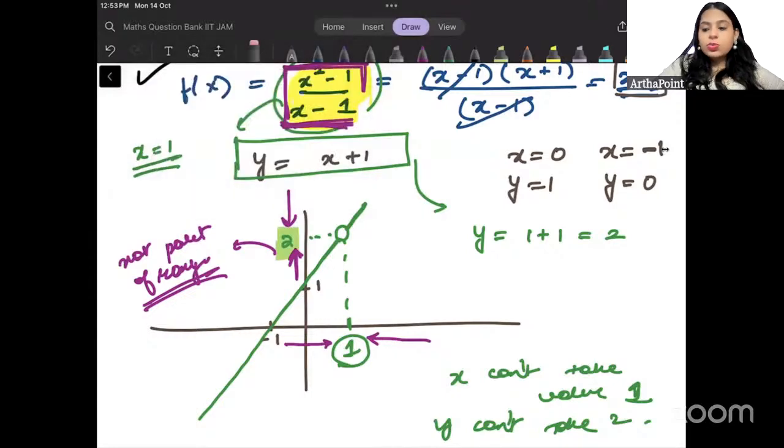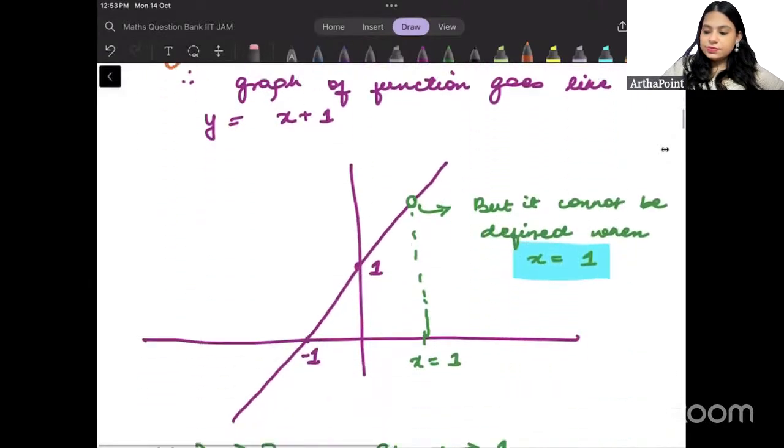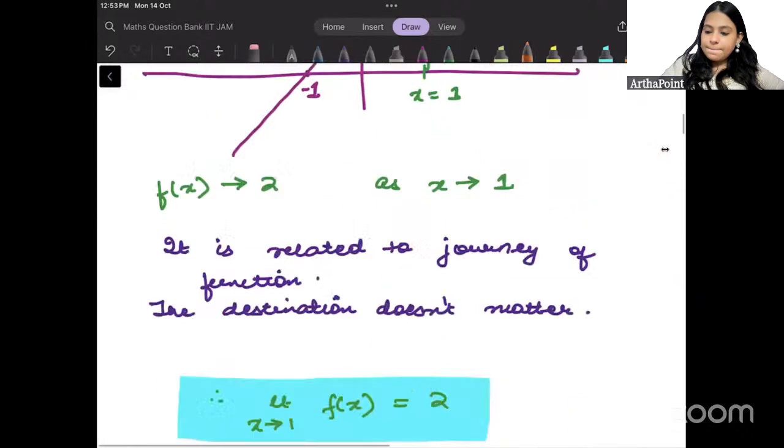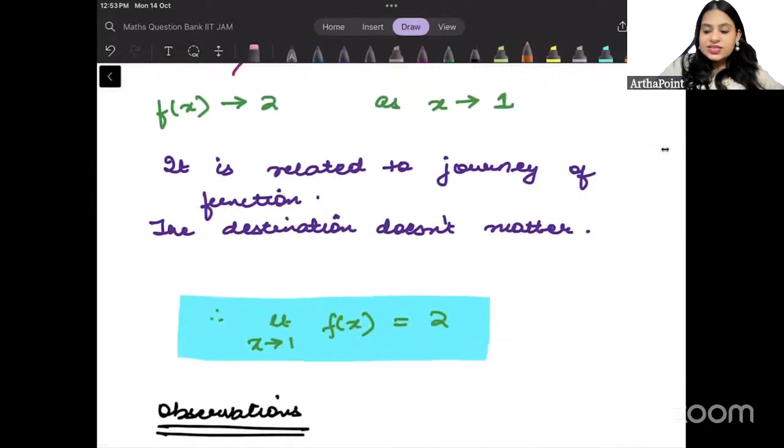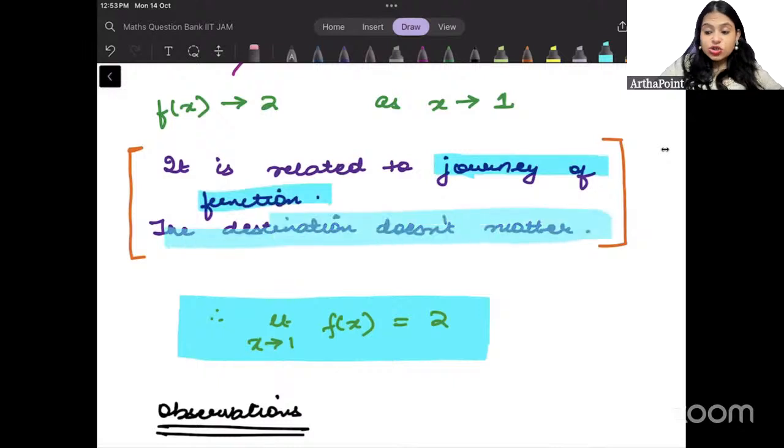Okay, so this is what is explained here. Try to understand the meaning of limits very clearly. It is the journey of the function. It's not the destination of the function. This is important. I am not talking about the value at x equal to 1, so I'm not talking about the destination. Rather, I am talking about the journey. I'm talking about what happens when you approach something, right? So this is what this means.